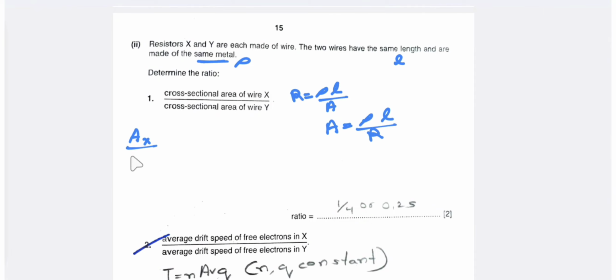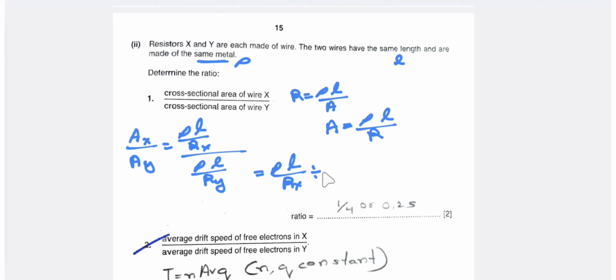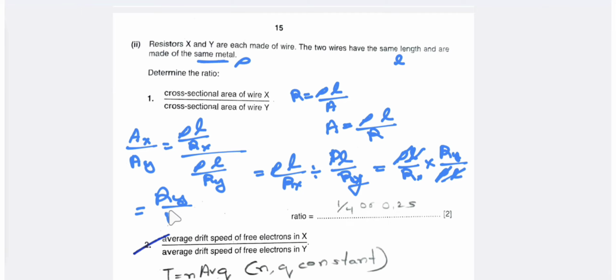So cross-sectional area of X by cross-sectional area of Y is equal to resistivity into length by resistance of X, divided by resistivity into length by resistance of Y. If you simplify this, since it is divided, Ry would come to the top, divided by rho L. Since they are made of the same material, they have the same resistivity, so resistivity cancels, and they have the same length, so length cancels. So the overall equation becomes resistance of Y by resistance of X.